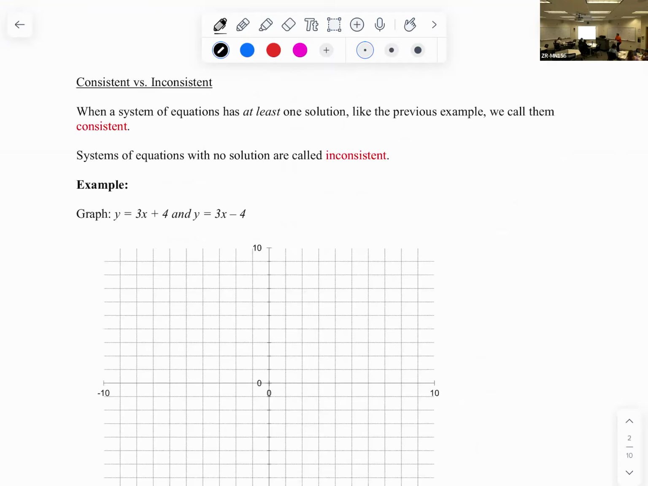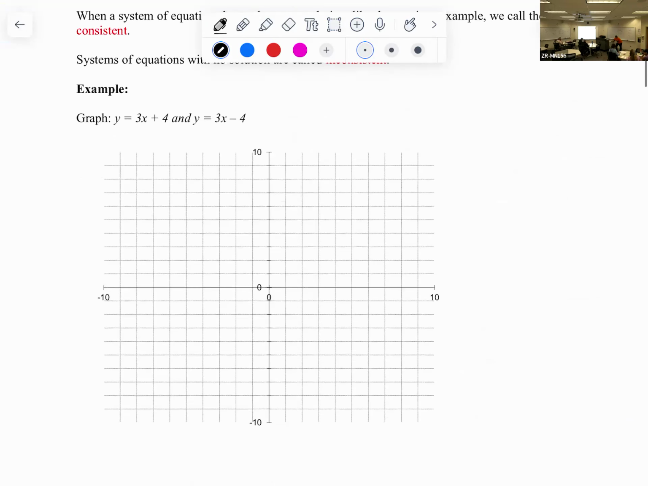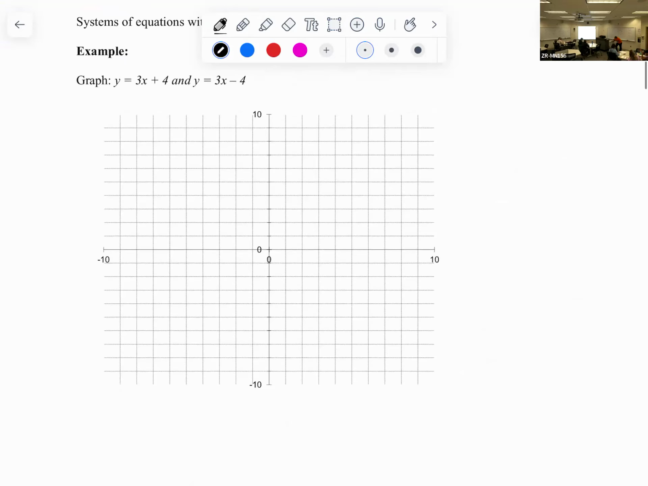All right, so some terminology. Consistent and inconsistent. So there are going to be four terms here that we want to make sure we understand. Consistent is when a graph has at least one solution. Inconsistent is when the graph has no solutions.